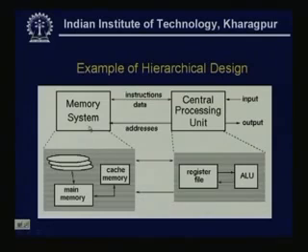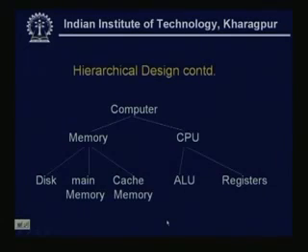Now, again this memory system is a subsystem, this is a partition. It can be viewed as a combination of two other smaller subsystems, that is the main memory and the cache memory. Disks can be a third part, we will see later. Similarly, the CPU is a larger subsystem, and if we partition it into smaller subsystems, these are the register file and the ALU, the arithmetic logic unit. So, this is a very good example of hierarchical design.